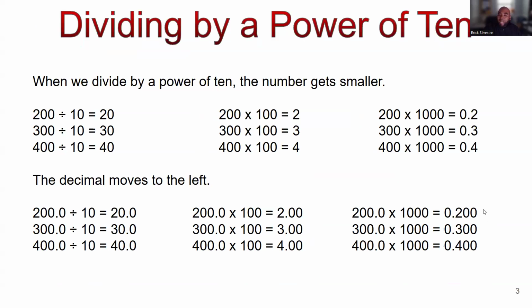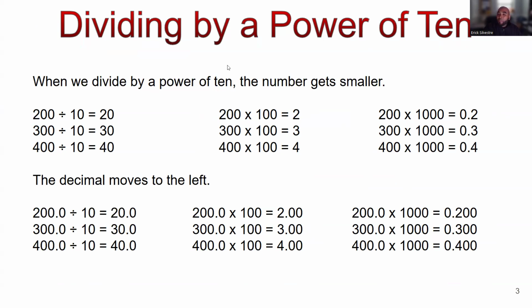All right. Now, when we divide by a power of 10, we know that the number gets smaller. So, for example, I start with a larger number. 200 divided by 10 equals 20. 200 divided by 100 equals 2. And 200 divided by 1,000 equals 2 tenths or 0.2. And so on with the other numbers. These are just examples.